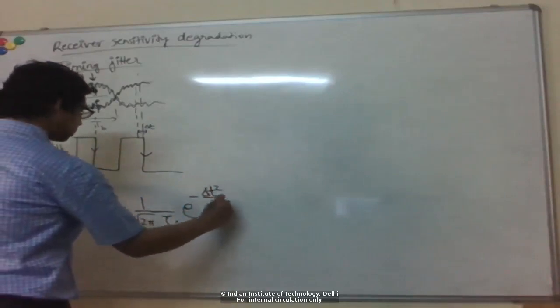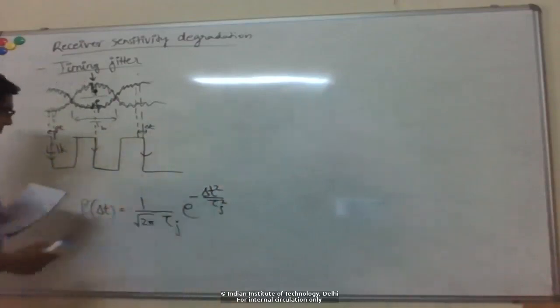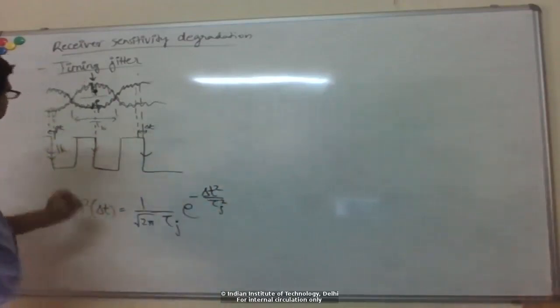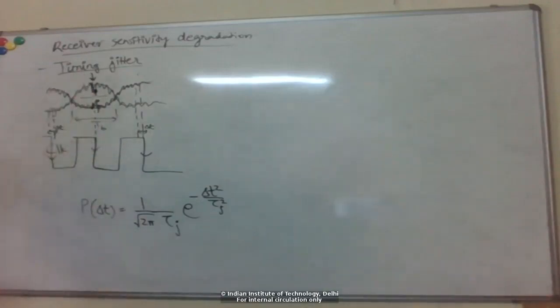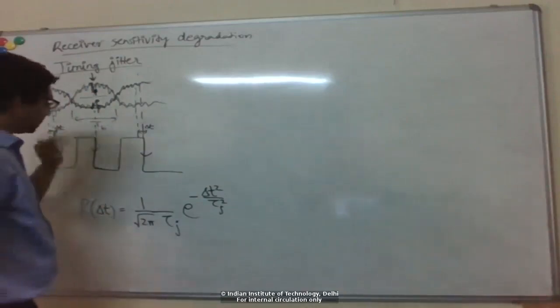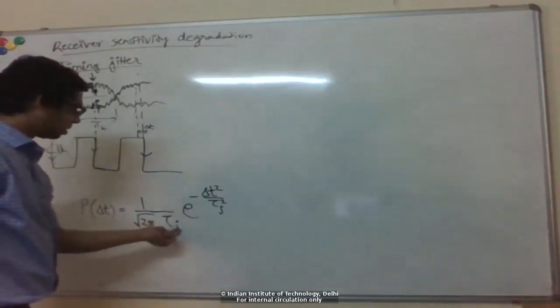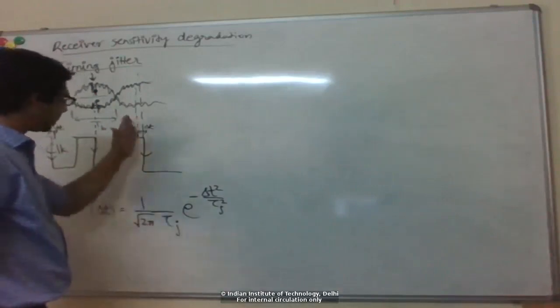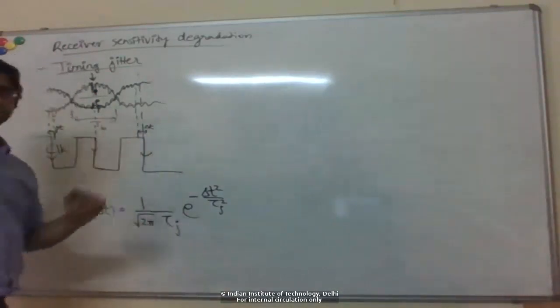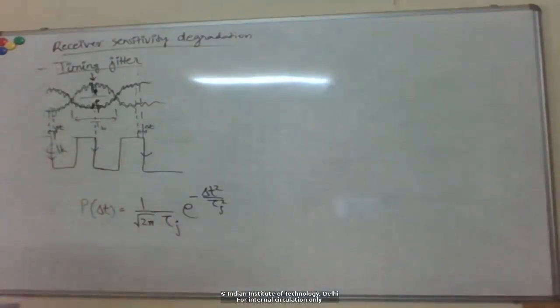Okay, with mean 0, right? So on average, you are sampling at the center, but there are some deviations. So there is a standard deviation tau sub j. This is the jitter, the characteristic jitter time. This is the standard deviation from the center.